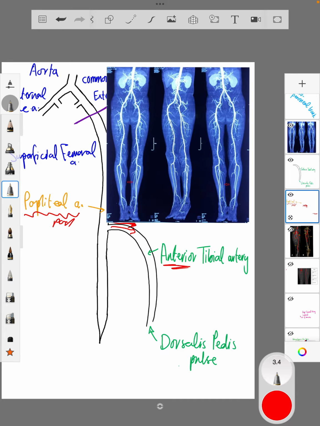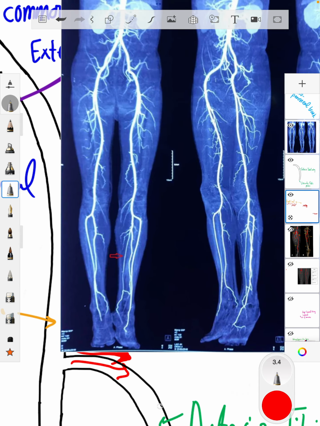And you can see that on this CT angiogram. So here you have the popliteal artery, right? And then here you can see how it juts out. And you can see over here as well how it juts out. And it's on the lateral side, okay?